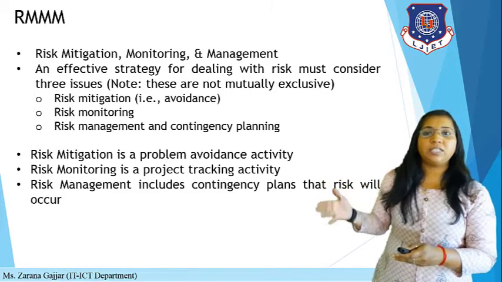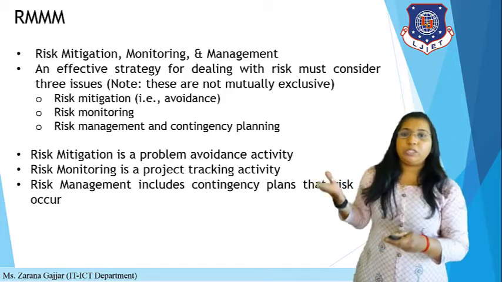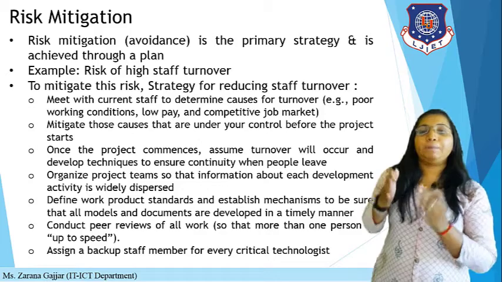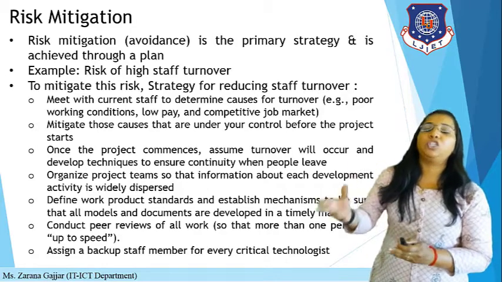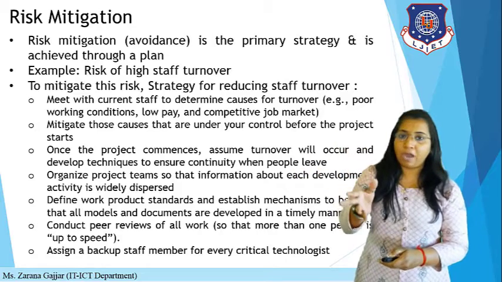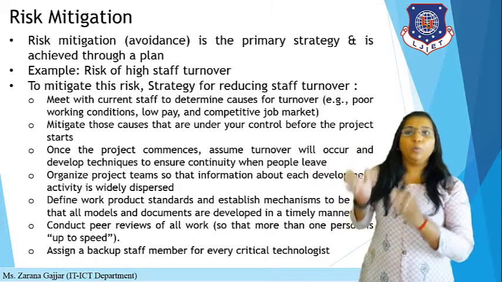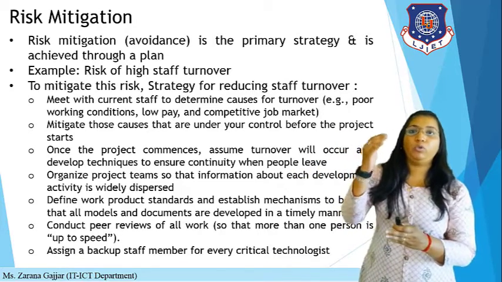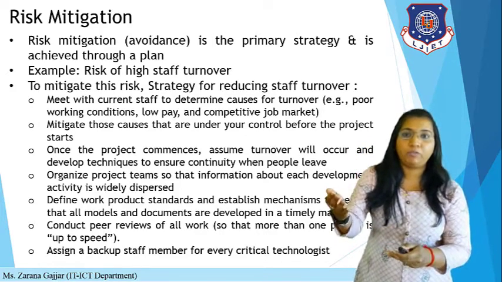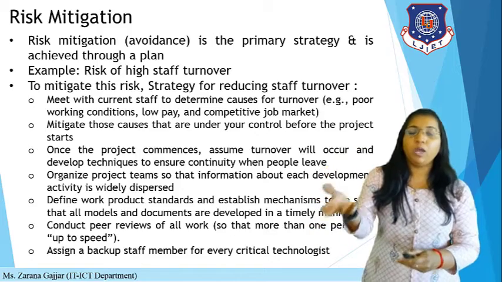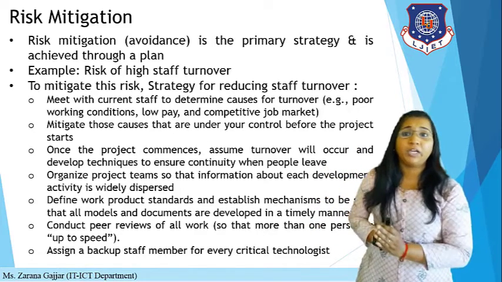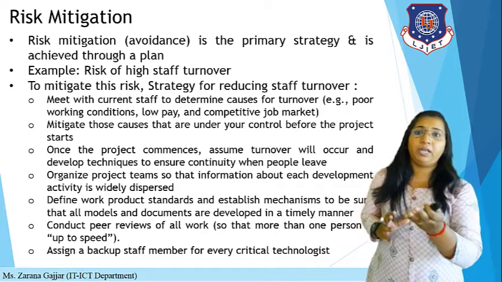Okay, so let's understand each issue briefly. Risk mitigation means avoidance. It is a primary strategy and is achieved through a plan. For example, the risk of high staff turnover. To mitigate this particular risk, you need a strategy for reducing staff turnover. So meet with the current staff to determine the causes of turnover, for example, poor working conditions. If any staff work in poor conditions, then you can also terminate that particular staff.